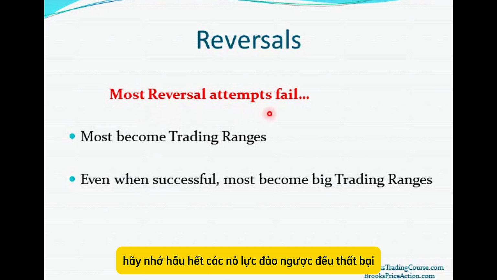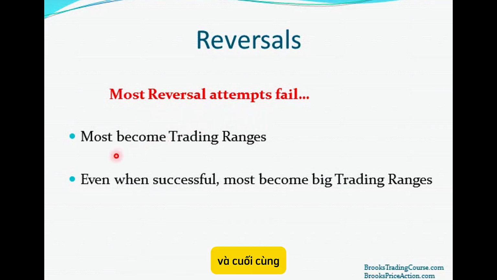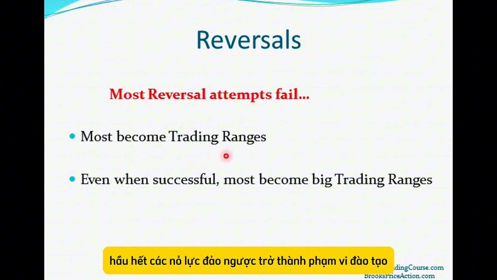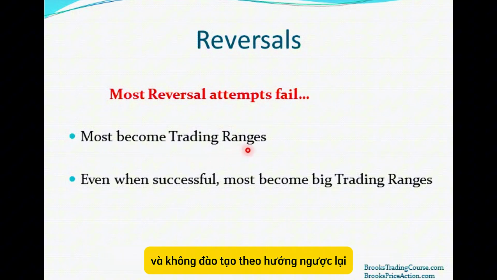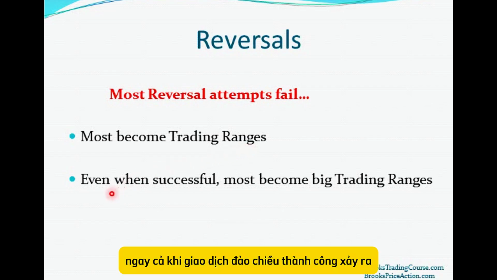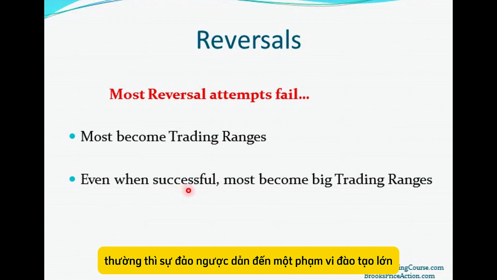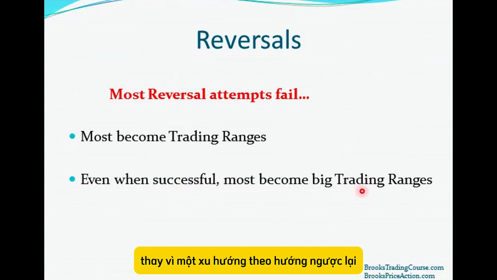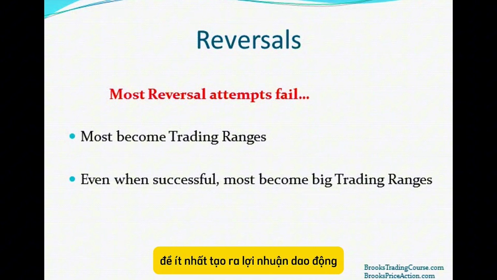Remember, most reversal attempts fail, and ultimately most reversal attempts become trading ranges and not trends in the opposite direction. Even when a successful reversal trade occurs, usually the reversal results in a big trading range instead of a trend in the opposite direction. But the opposite move usually goes far enough to at least make a swing profit.